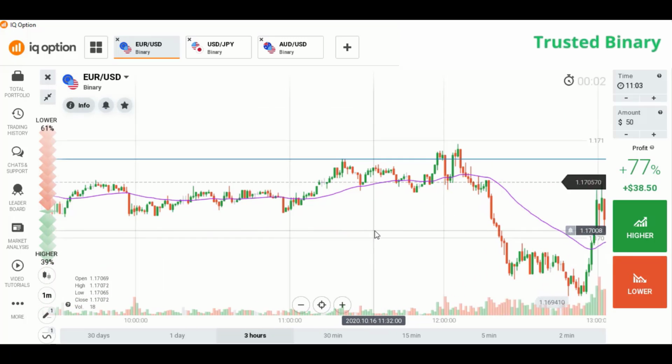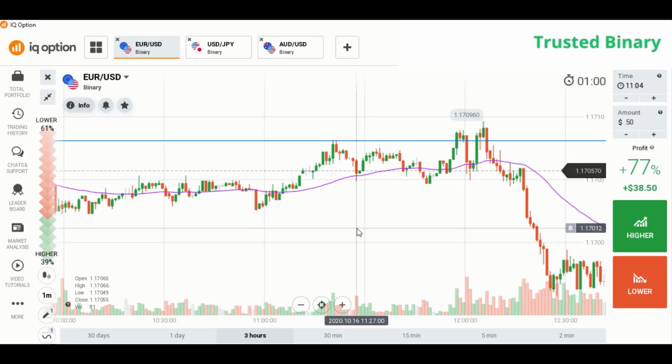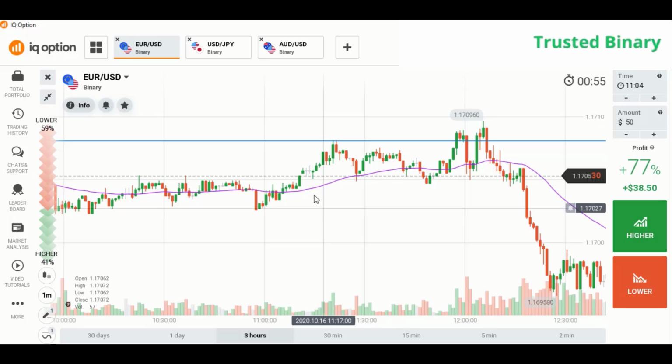So practice on it, and it will be a very profitable setup for every trader.